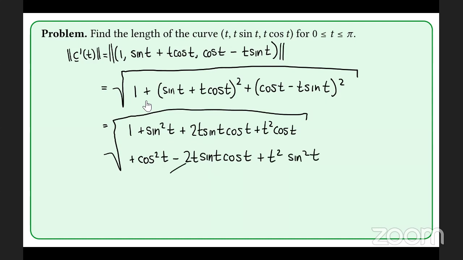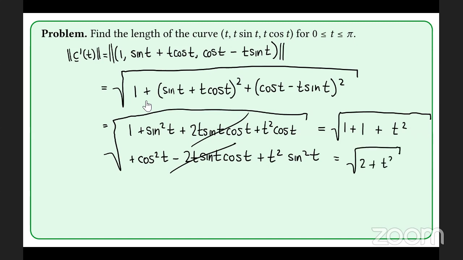Okay, so what happens here? Cancellations, which is nice. And we're going to use the fact that sine squared of t plus cosine squared of t is 1. So we can write this as the square root of 1 plus, well, we have a sine squared plus cosine squared, so that's 1. Plus, pull the t squared out of the cosine squared plus sine squared, and you get t squared. So we just get the square root of 2 plus t squared dt.